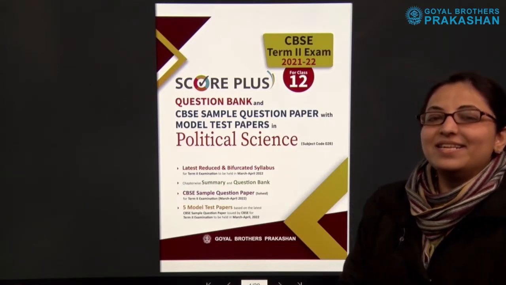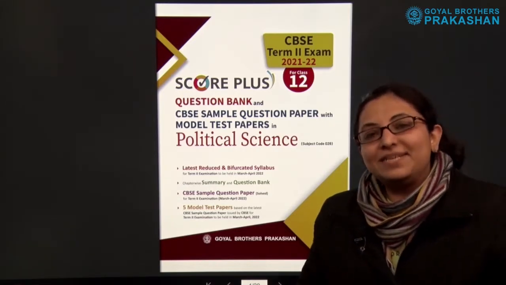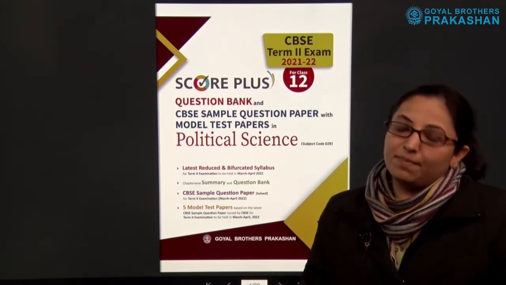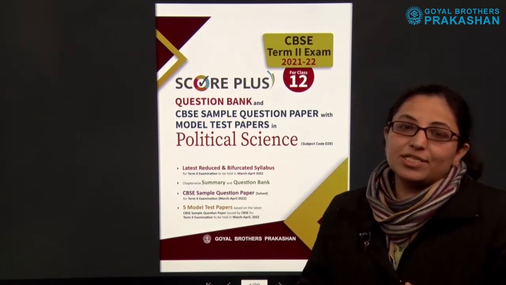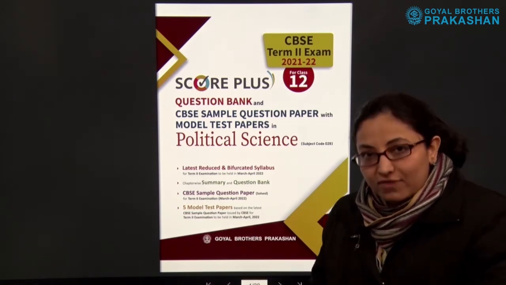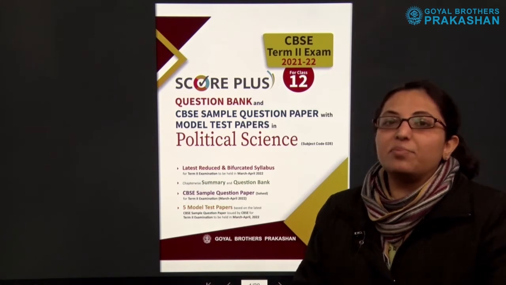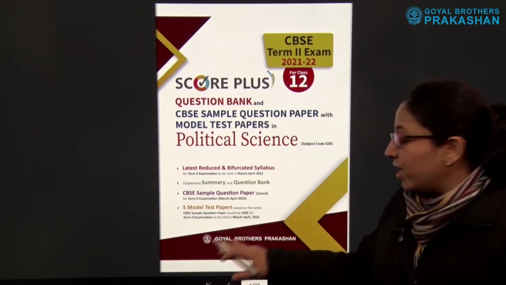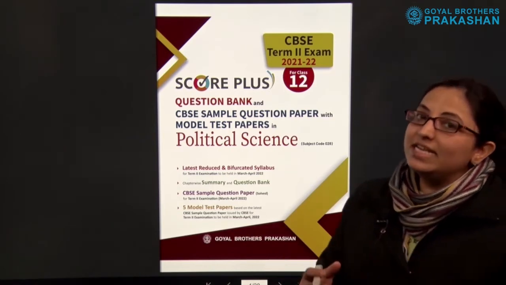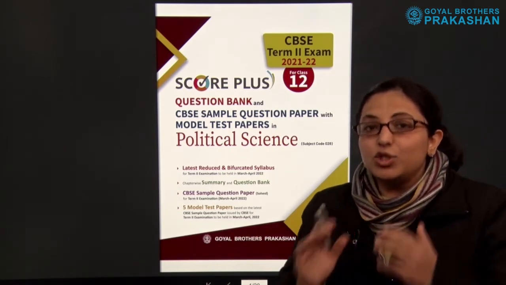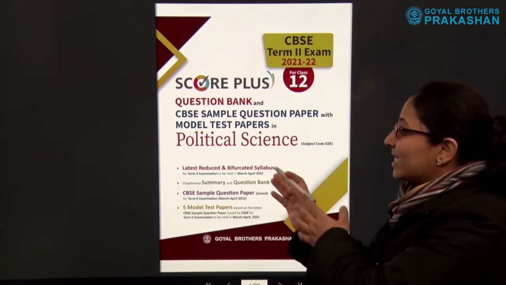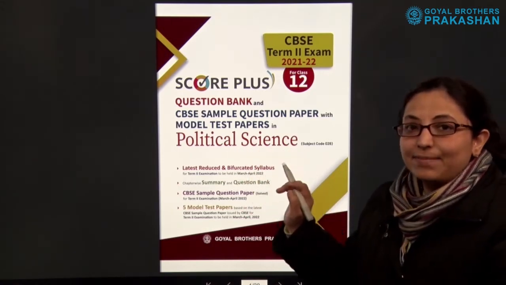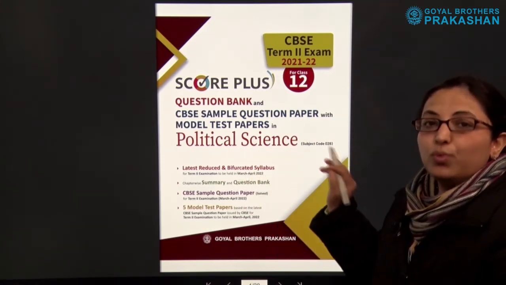Hello everyone. As you all would know, the CBSE has released a sample question paper for term 2 examinations for class 12th, which are to be held in the months of March and April this year. Based on that sample question paper, Goyal Brothers Prakashan have released a set of 12 books in 12 different subjects. This is the book for political science. The subject code is 028.